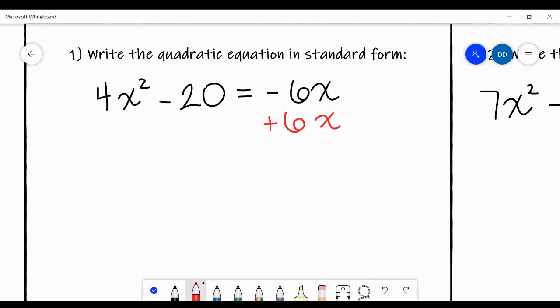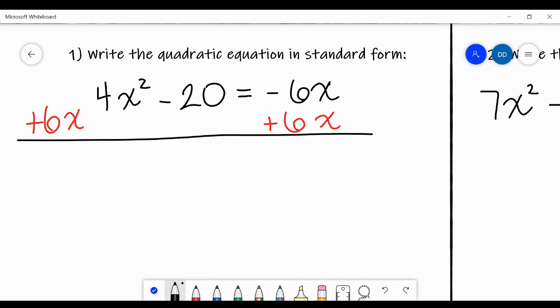Now, 6x isn't like terms with this 4x squared because this has a squared and this doesn't. And it's not like terms with the negative 20 because the 20 doesn't have an x and this does. So I'm going to just write it over here. I don't want to line it up with anything that it's not like terms with.